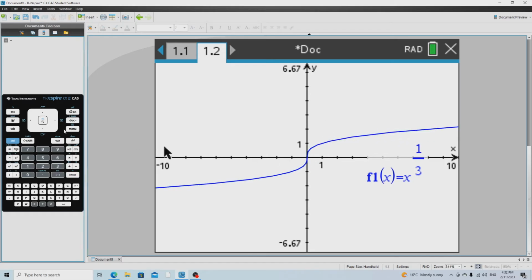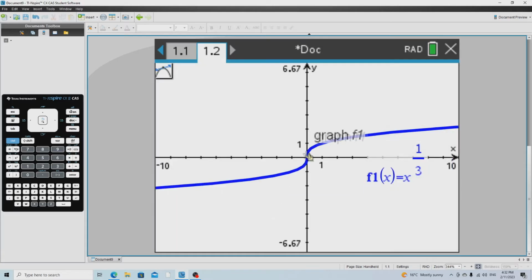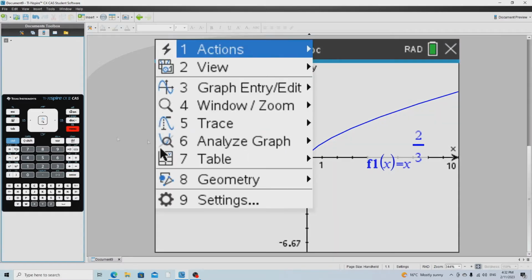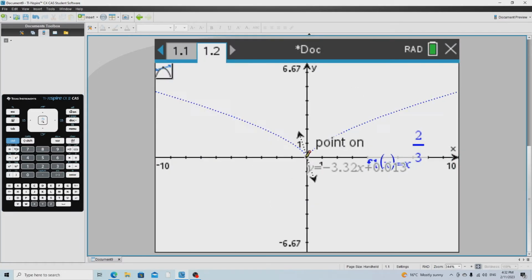The way that I would do it is menu, geometry, points on line, tangent, and if I put a tangent over here, it's vertical. It's pretty much vertical, so no. The next one is 2/3, and we get this. Again, if I draw a tangent, it's not horizontal, so absolutely not that one.